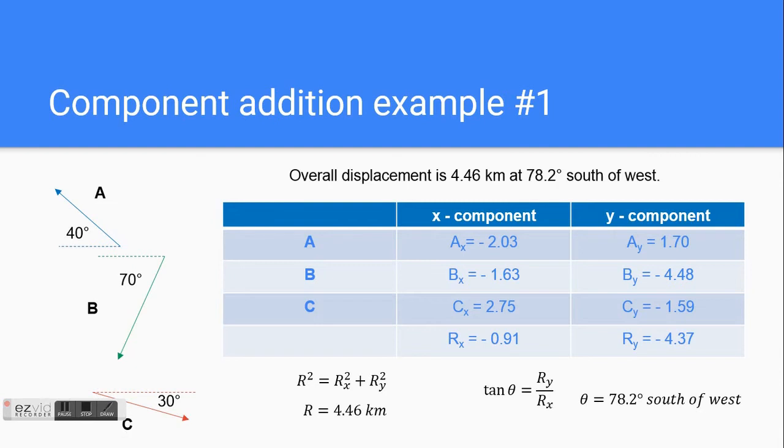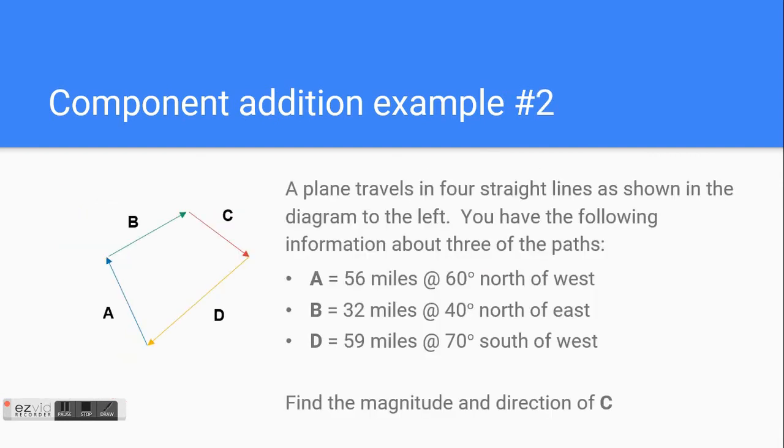So here's a second example. Let's say a plane travels in four straight lines as shown above. And you have the following information about three of the four lines. A is 56 miles at 60 degrees north of west. B is 32 miles at 40 degrees north of east. And D is 59 miles at 70 degrees south of west. And you want to find the magnitude and direction of C.